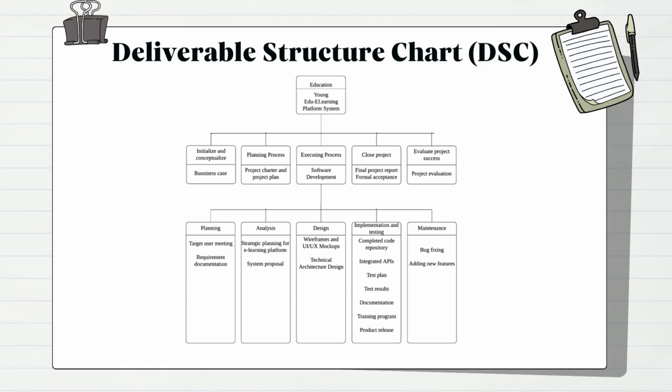In conclusion, the Young Edu e-learning platform system follows a structured approach that starts with conceptualization and moves through planning, execution, and evaluation, ending with ongoing maintenance. By following this roadmap, we ensure the platform is robust, user-focused, and adaptable for future needs. Thank you for your attention.